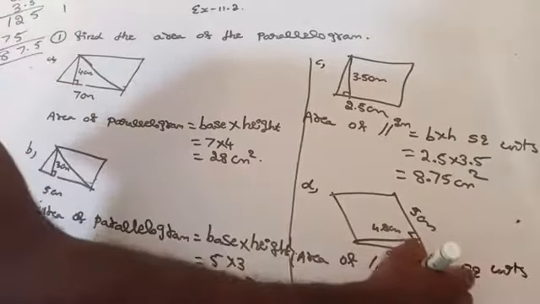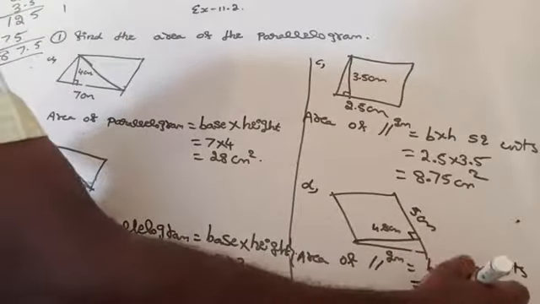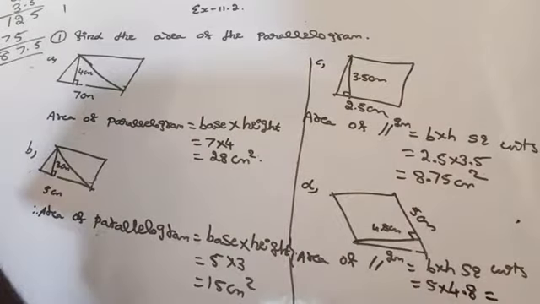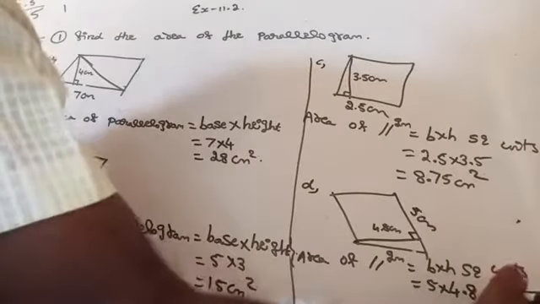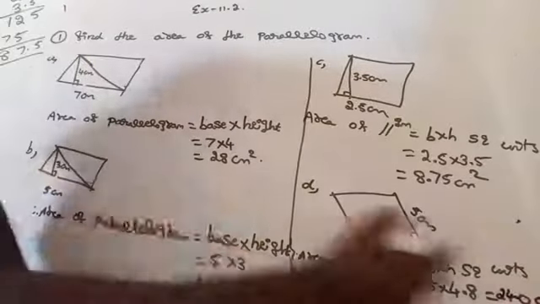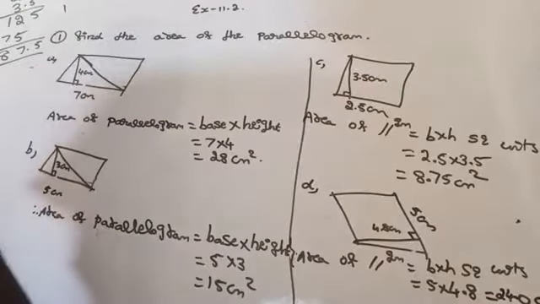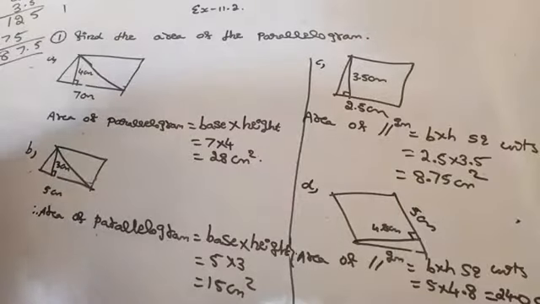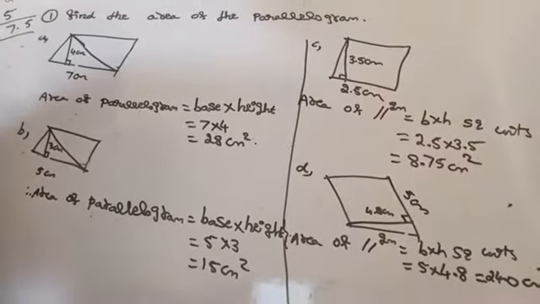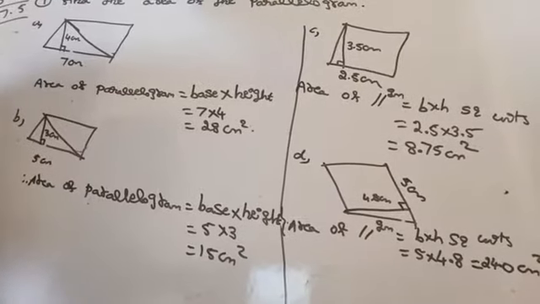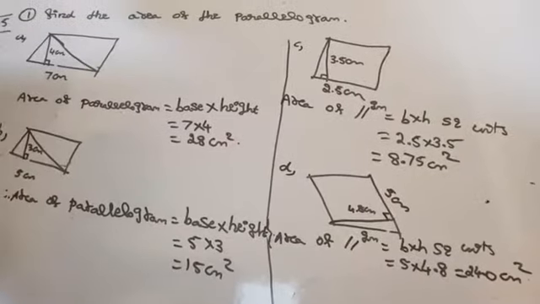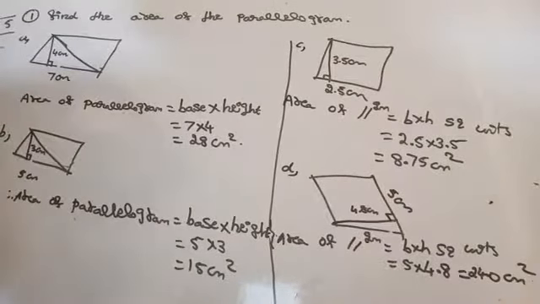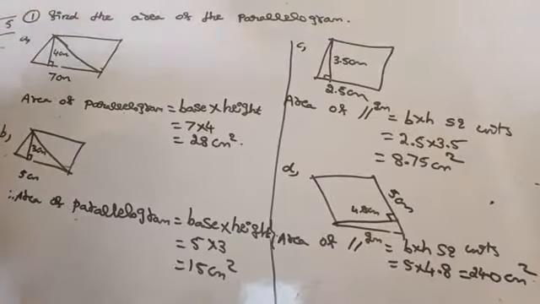Here what is the base? Base is 5 and height is 4.8. So which is equal to 8 5s are 40, remaining 4 5s are 20, 24.0. So which is equal to 24 centimeter square. That is the area of the parallelogram. Am I right, dear? Yes. 24 centimeter square. Okay. Now come to the next part, that is subdivision E.